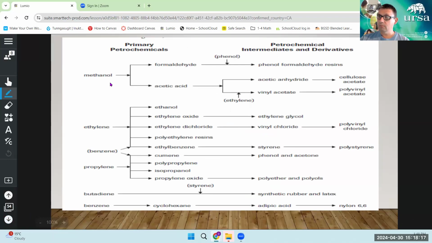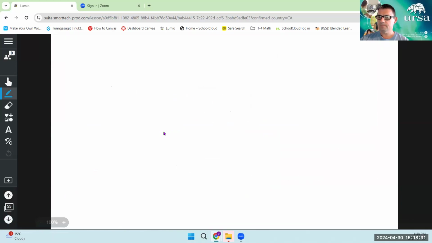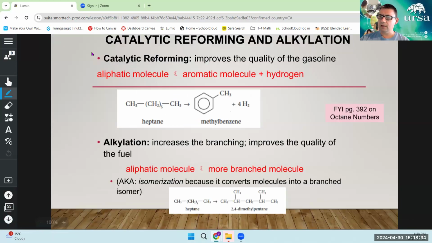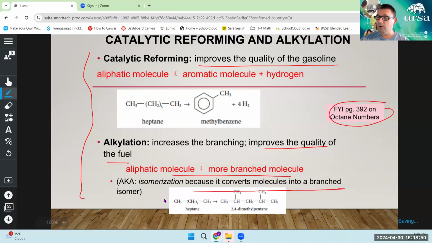So from methanol, we produce formaldehyde, and you can see on this page here, again, a copy from your textbook, all the different fractions that can be derived from crude oil petrochemicals. Very useful for us. We see that the catalytic reforming process and alkylation also help improve what products we're getting. Again, this is covered on page 392. And alkylation improves the quality of the fuel, giving more branching. Again, isomerization converts molecules into a branched isomer, which has more power. I'd suggest you read your textbook for that as well.